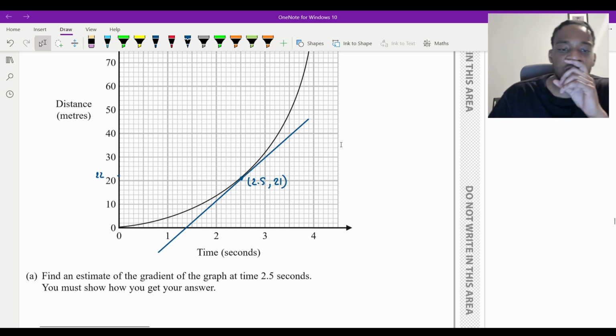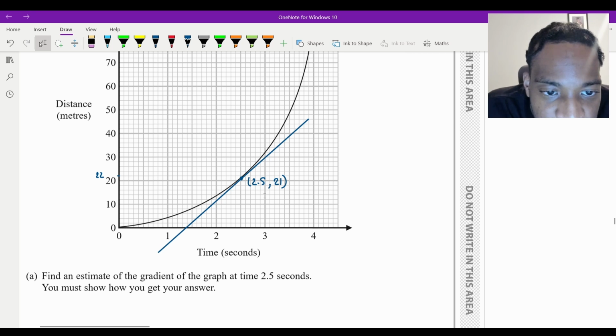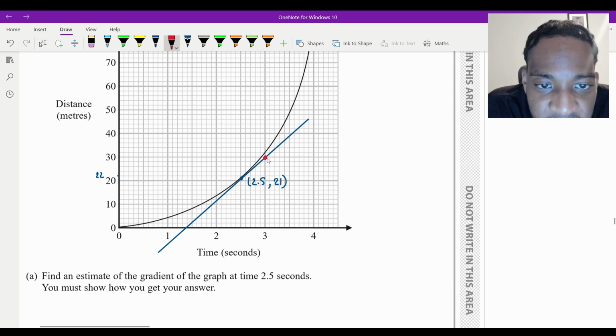So now I'm going to pick another point, a point that looks pretty great. And that looks to be this point right here. This was a brilliant point. That point over there is 3, and this is 30.